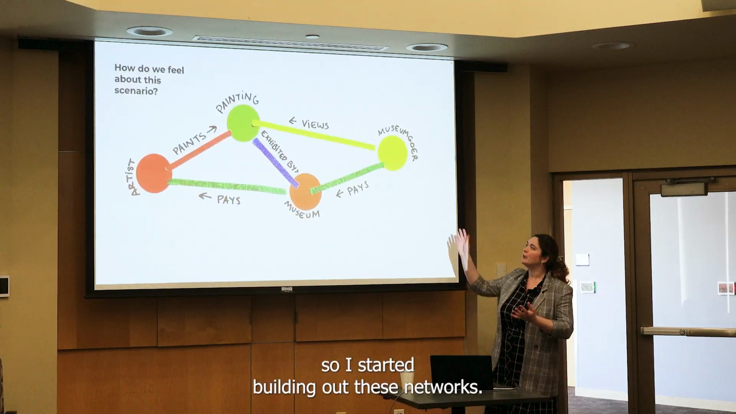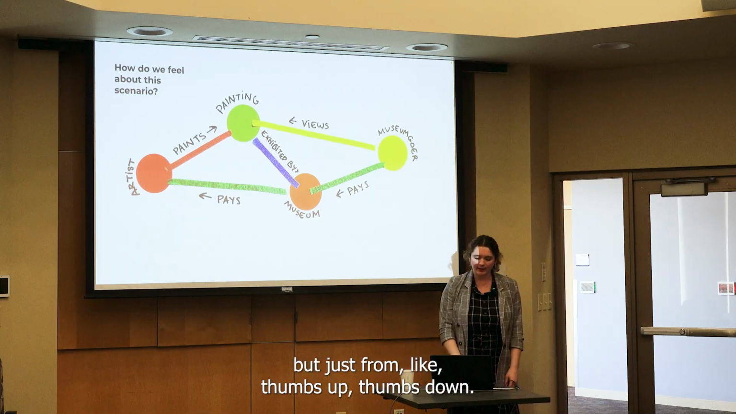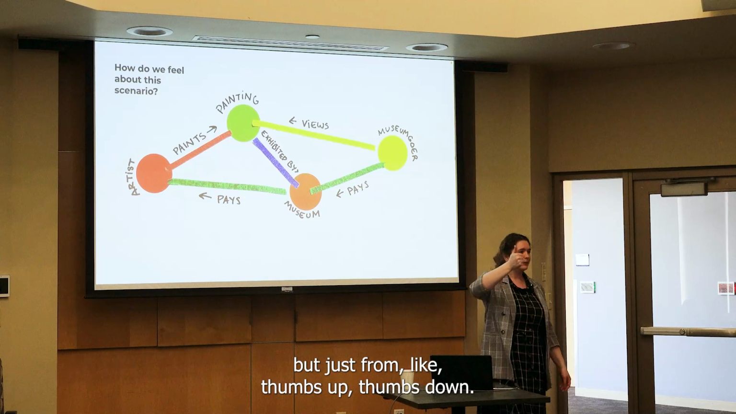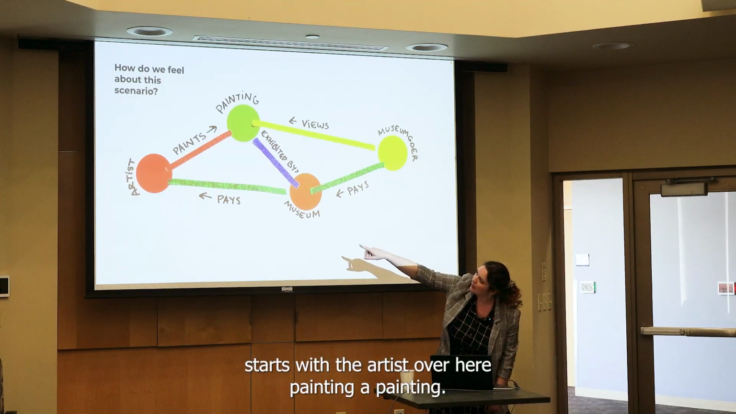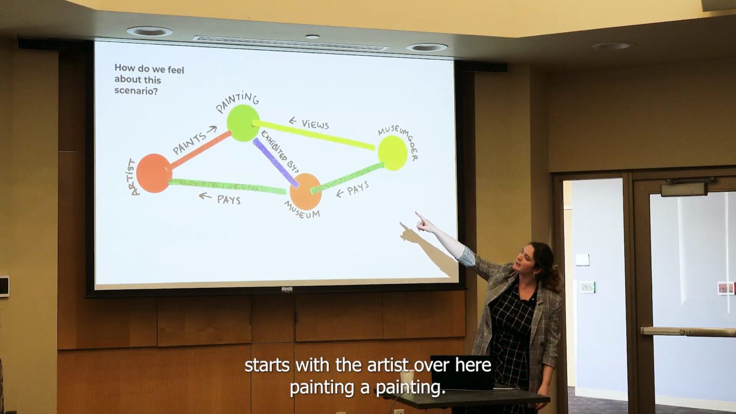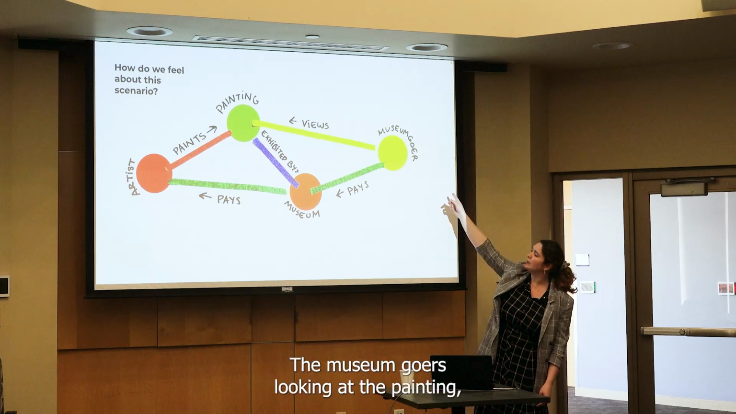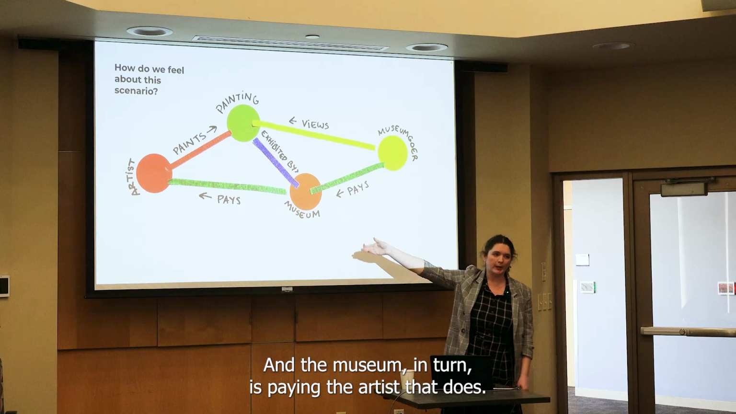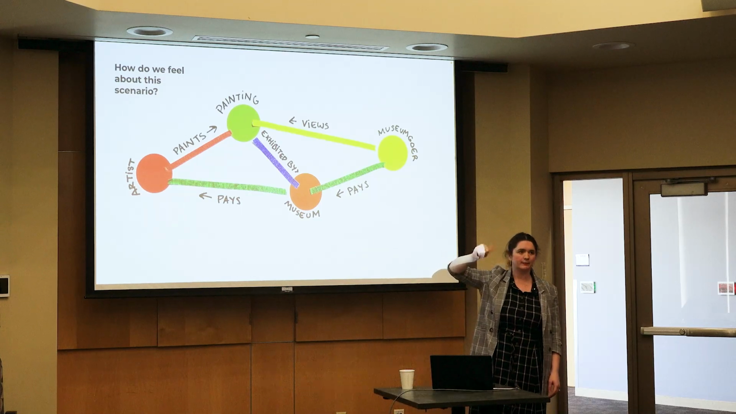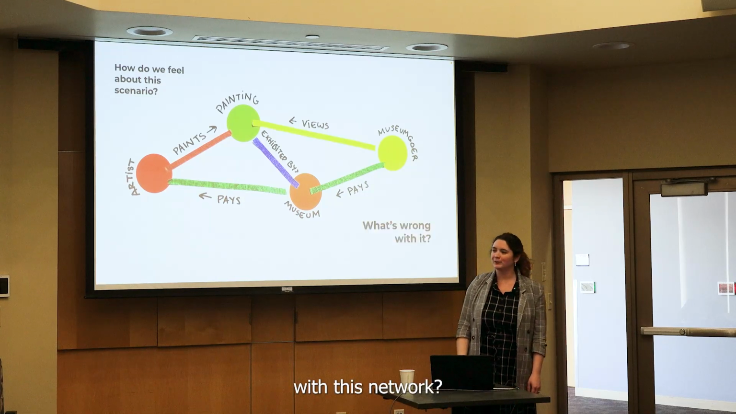So I started building out these networks. This is one that doesn't involve any AI, but just from a thumbs up, thumbs down, how do we feel about this scenario? It starts with the artist over here painting a painting. The painting is exhibited by a museum. The museum goer is looking at the painting. They're paying the museum, and the museum, in turn, is paying the artist. Good? Can anyone tell me what's wrong with this network?